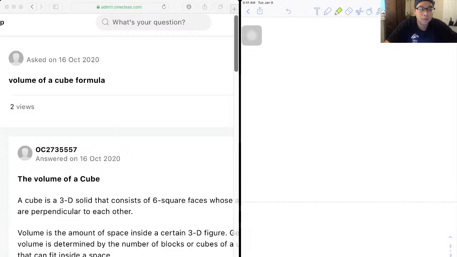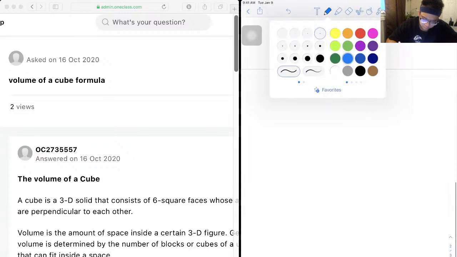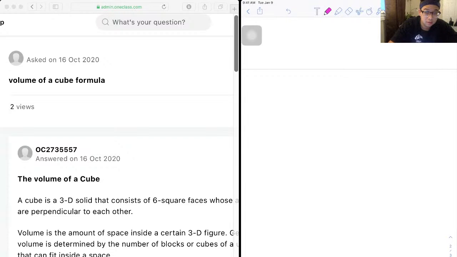All right, so our second question is asking us what is the volume of a cube, or what is the formula? Okay, so first let's draw a cube. A cube looks like this.